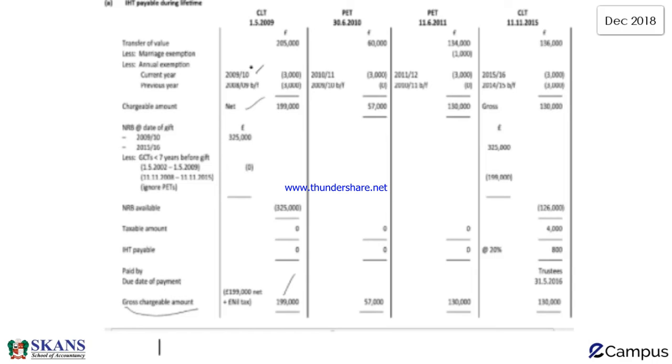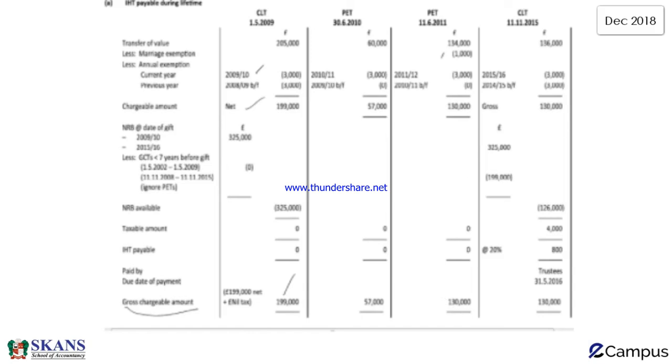The gross chargeable amount will remain 57,000. The next transfer was made to his niece on the occasion of her marriage. So firstly we deduct the marriage exemption of 1,000 for anyone else, and then the annual exemption, and again just one annual exemption because there was a transfer in the previous year. So the gross chargeable amount remains 130,000.